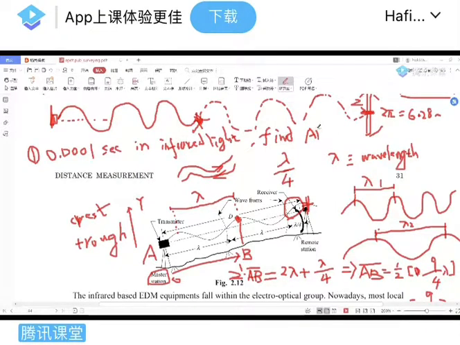We are not interested in wave or not wave. We are only interested in the distance between A and B, and the unit depends on this wavelength. If this wavelength is in minutes, this AB is measured in minutes. Depends on this one. You use the same unit.